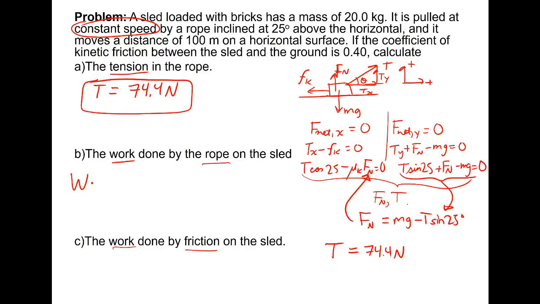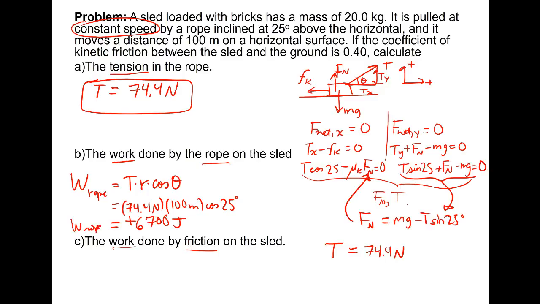Okay, so what is the work done by the rope on the sled? Well, the work done by the rope is going to be equal to the force, which is tension, times distance, times the cosine of the angle. And we just found that tension is 74.4 newtons. R is going to be 100 meters, and we're going to have the cosine of 25 degrees. So that's going to give us about 6,700 joules, okay, the work from the rope.